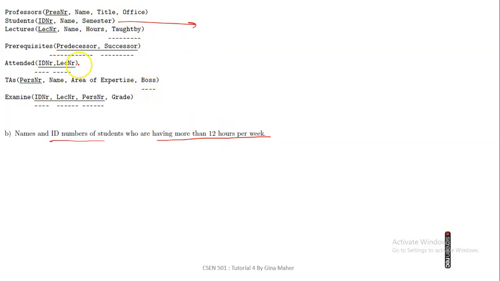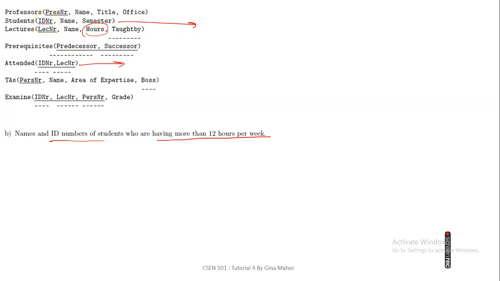From attendant, we can get which student attended which lecture. And from lecture, we can get the total hours of the lecture. So in order to check whether this student attended more than 12 hours per week or not, we need to join students with attendant and attended with lecture to know which student attended which lectures and the hours of these lectures.